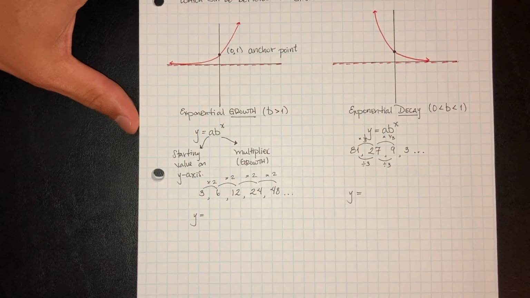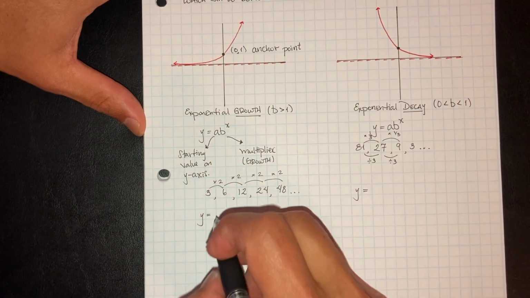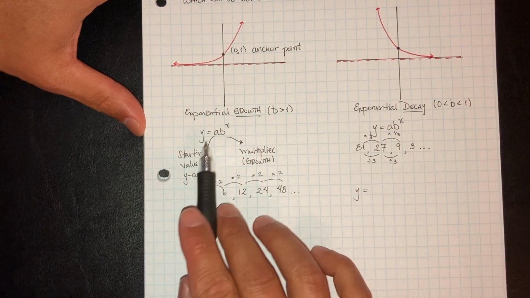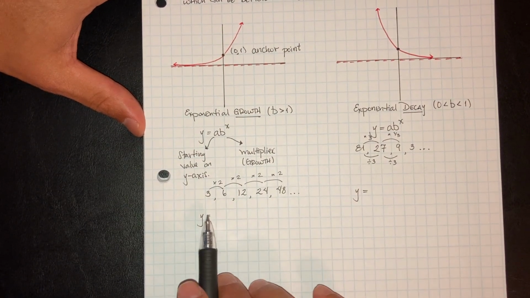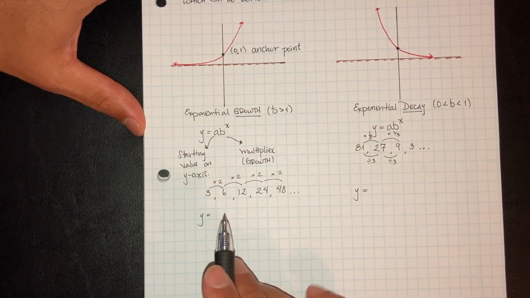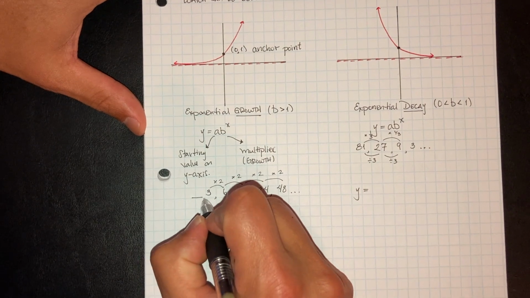Okay? So the way you would write this equation here, you would write y equals a. a is your starting value. Now, one thing is this, we don't begin with the first number. Remember, we begin at 0.